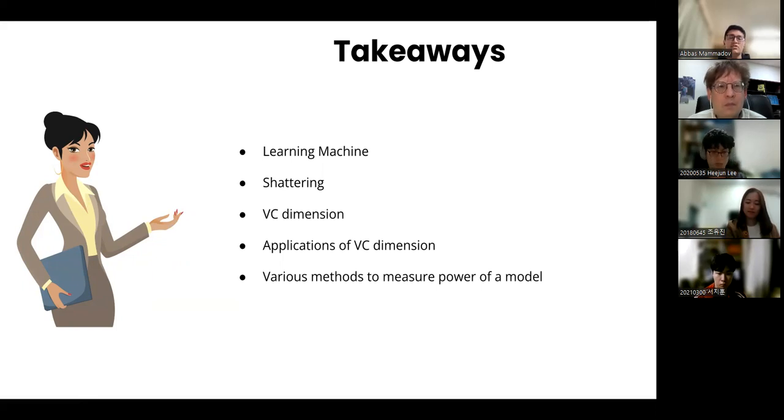And then the VC dimension, which is the greatest number of points that can be shattered in some fixed dimension and fixed setting of the points, with all arbitrary +1 and -1 arrangements. And you should also understand the applications of VC dimension in neural nets, decision trees, and other aspects of machine learning. And you should also understand the various methods to measure the power of a model other than the VC dimension, like cross-validation or Bayesian criterion and others.